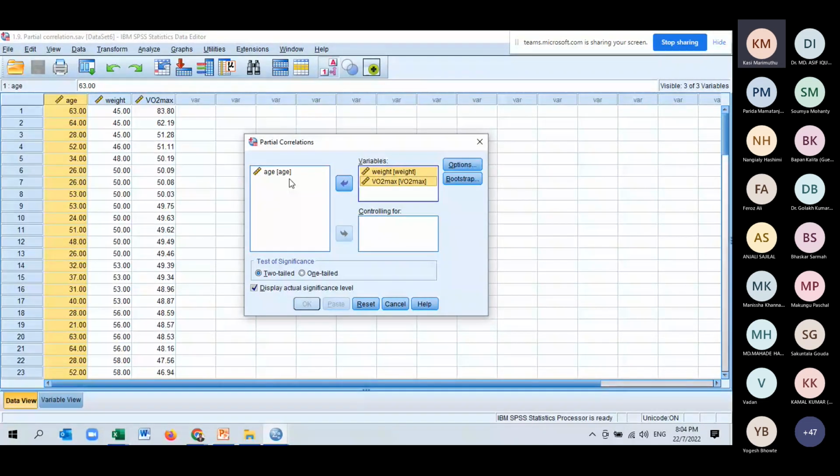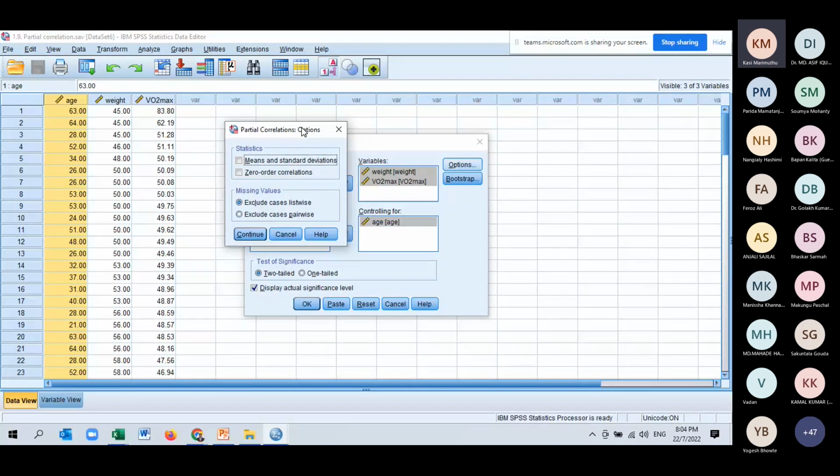Age controlling form. Have you all done it? Yes, sir. Then click on option. Very, very simple, actually. Conducting correlation and regression using SPSS is very simple. Click on option.